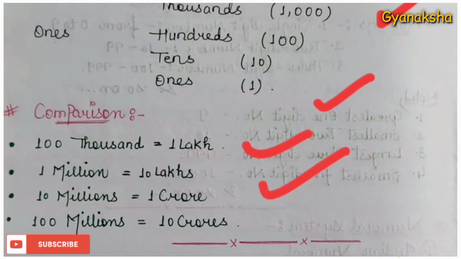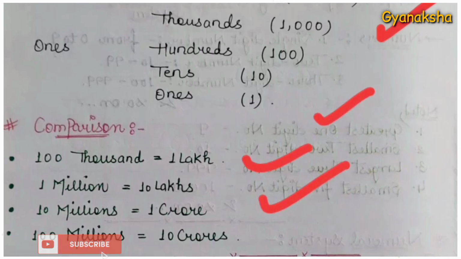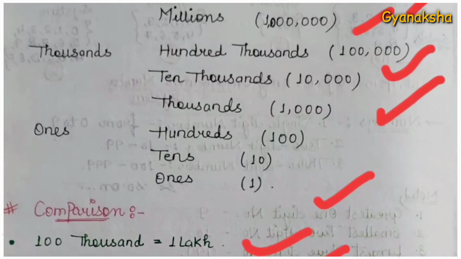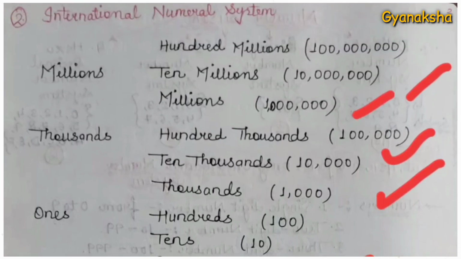In the international numeral system, we write the first comma after 100: first ones, then tens, then 100, put a comma, then 1000, 10,000, 100,000, then put a comma, million, 10 million, 100 million, then put a comma. But in the Indian case, ones, tens, 100, put a comma, then 1000, 10,000, then put a comma, lakh, 10 lakh, then comma. So this is the difference between the Indian and international numeral systems.